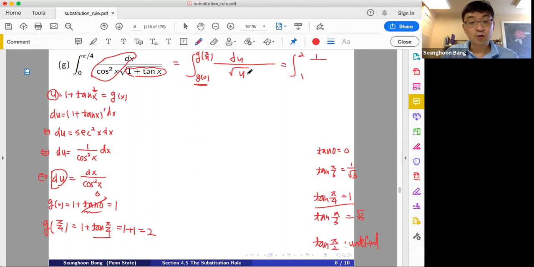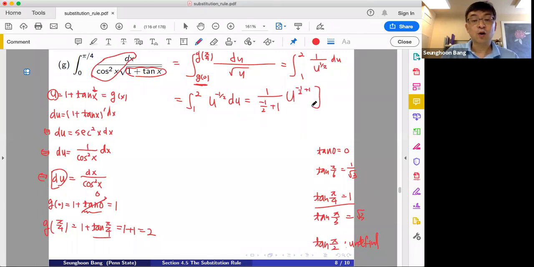Here, 1 over the square root of u is u to the 1 over 2, so change it like this. You can change the negative exponent. This is u to the negative 1 over 2 du. You can find the antiderivative: 1 over negative 1 over 2 plus 1, u to the negative 1 over 2 plus 1, from 1 to 2. Negative 1 over 2 plus 1 is 1 over 2. You can think about the reciprocal, 2. This is 2 times u to the 1 half.